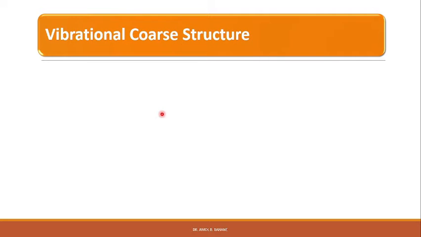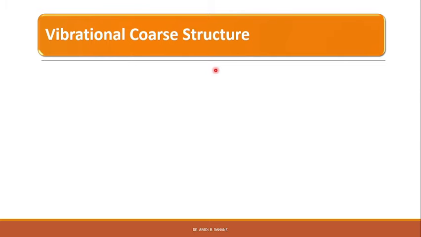So let us study the vibrational coarse structure. Vibrational coarse structure is observed when there is a change in the dipole moment during the transition. That means when the diatomic molecule undergoes electronic transitions, there will be a change in the dipole moment, and that dipole moment change causes the vibrational energy levels in the molecule. And during the transitions, there will be transitions between different vibrational energy levels corresponding to each electronic level.